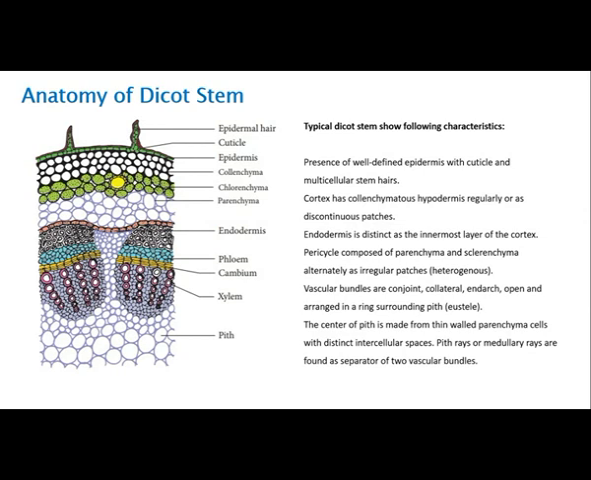Now below the cortex is present the endodermis. The endodermis is again a single layer. It is parenchymatous, and starch is present in the endodermis of dicot stem, and it is called the starch sheath. Below the endodermis is present the pericycle. This layer is called the pericycle.